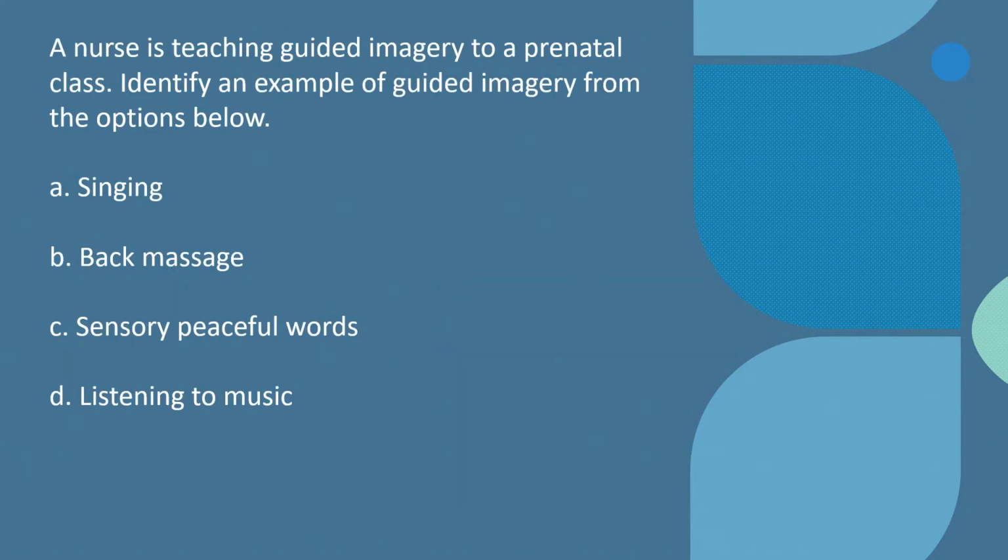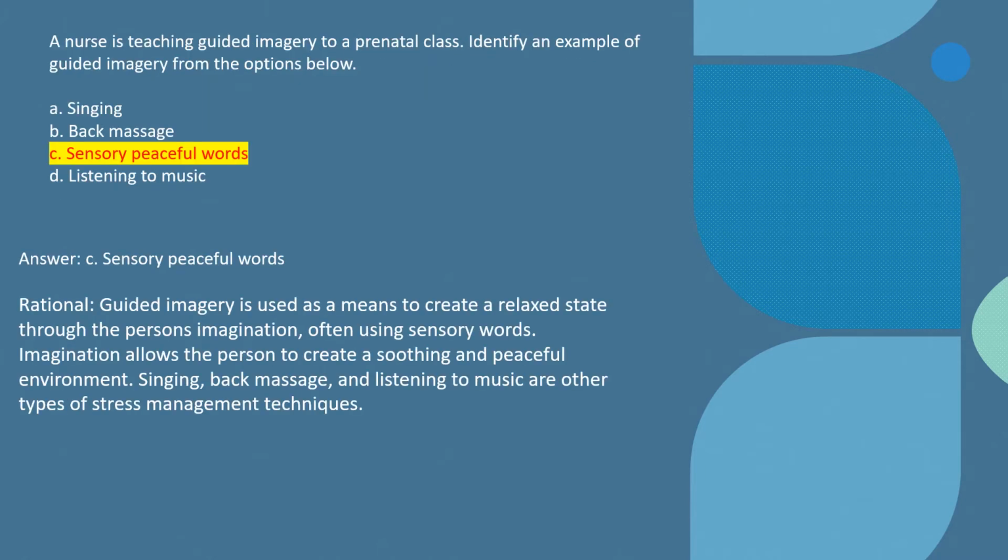A nurse is teaching guided imagery to a prenatal class. Identify an example of guided imagery from the options below. A. Singing. B. Back massage. C. Sensory peaceful words. D. Listening to music. Answer: C. Sensory peaceful words.